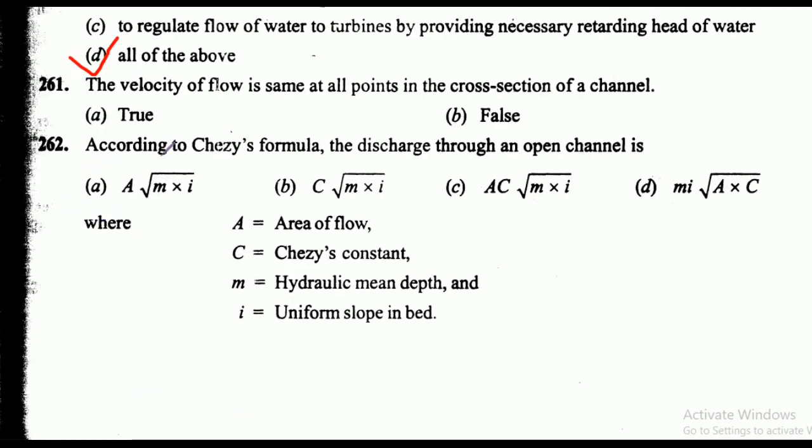Next is the velocity of flow is same at all points in the cross section of a channel. Is it true or false? So here friends, this statement is wrong. So option B is the correct answer, that is false.